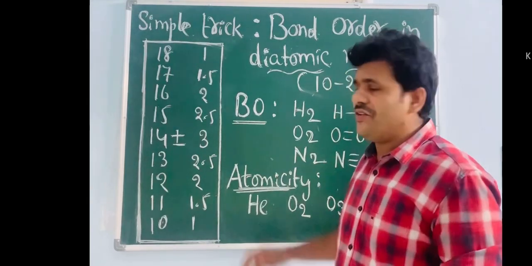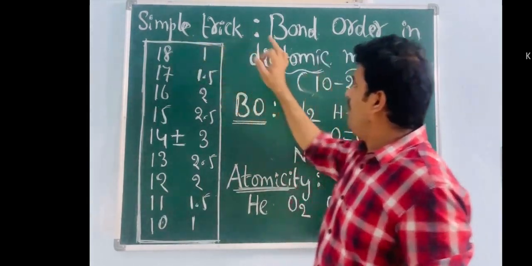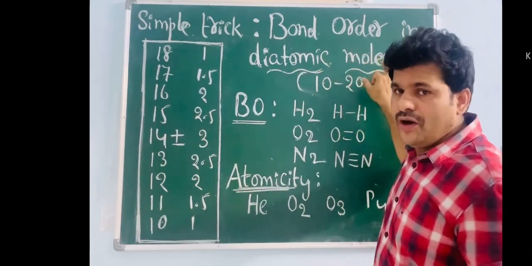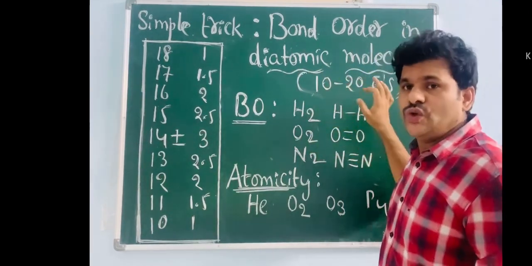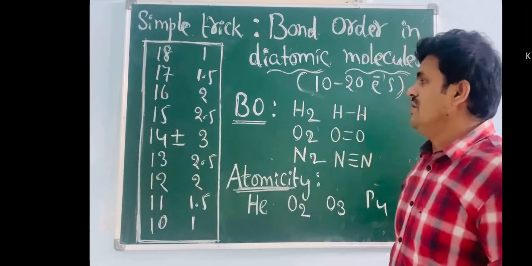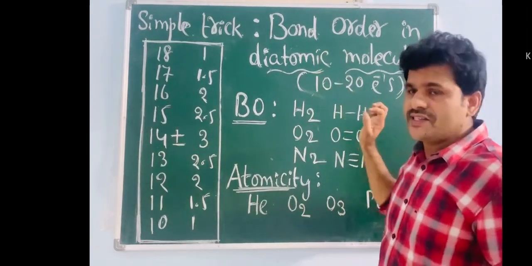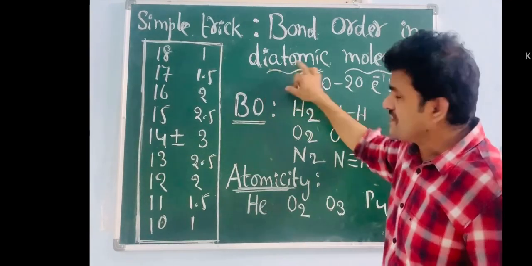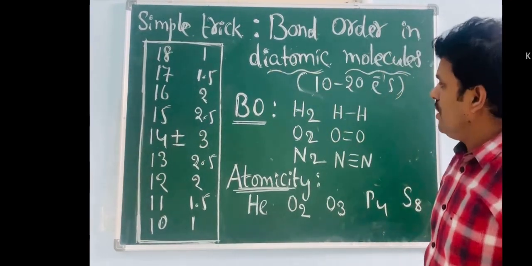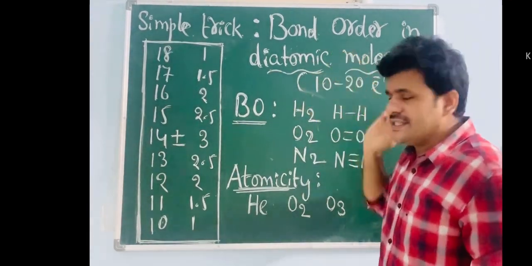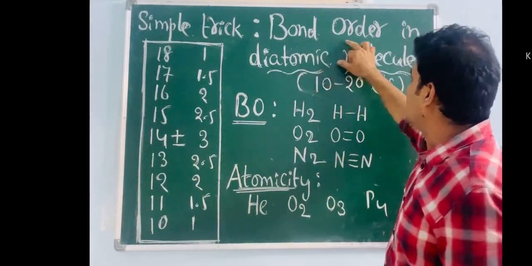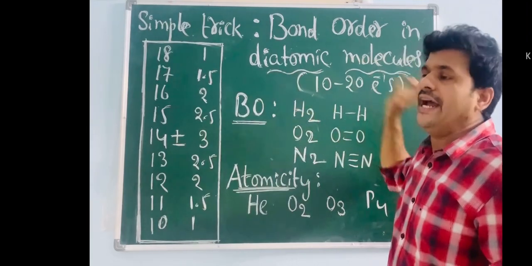Students, today I will explain a simple trick for bond order calculation in diatomic molecules having 10 to 20 electrons. Now students, in this concept there are two technical terms. One is bond order, the other one is diatomic. What is the meaning of bond order and what is the meaning of diatomic?